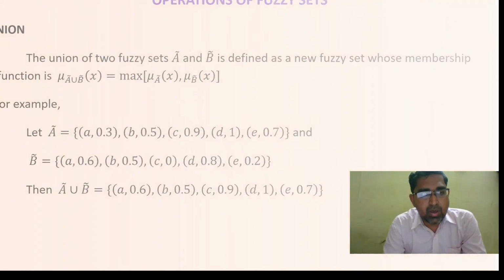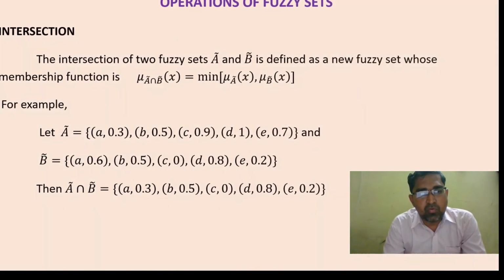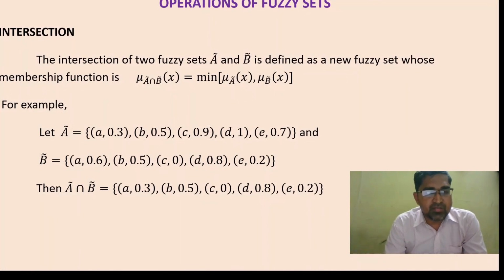Next operation, intersection of two fuzzy sets. What is the intersection of two fuzzy sets? It is also a new fuzzy set whose membership value mu A intersection B of x equals minimum of mu A of x and mu B of x. We have taken the same fuzzy sets A and B. Now we find A intersection B. We have to choose the minimum value for each and every element.